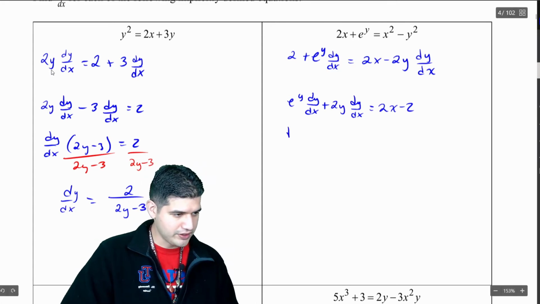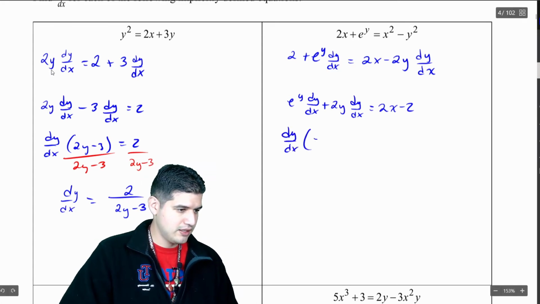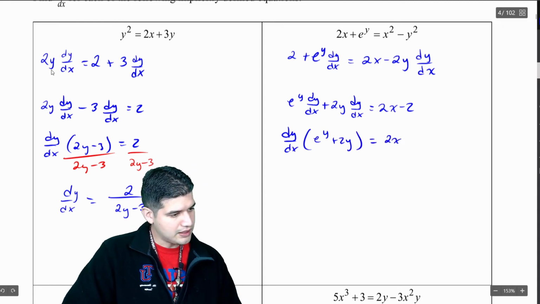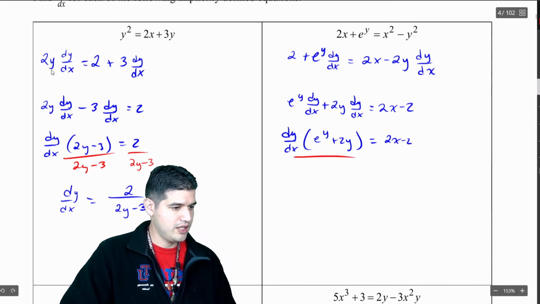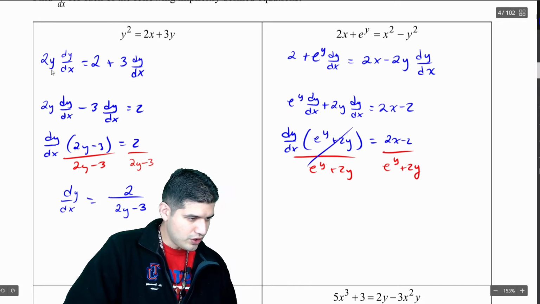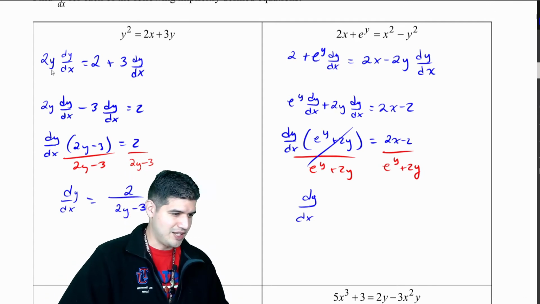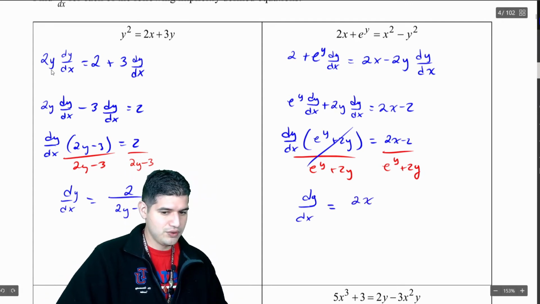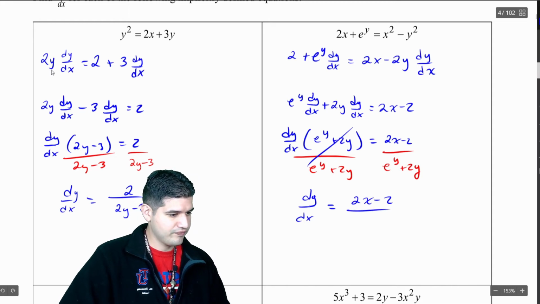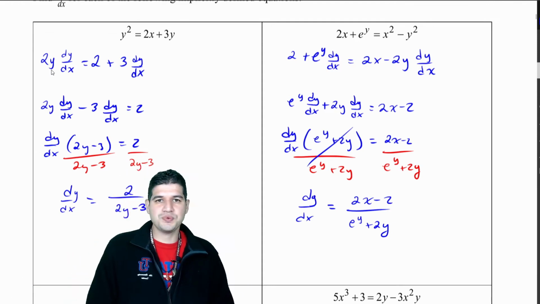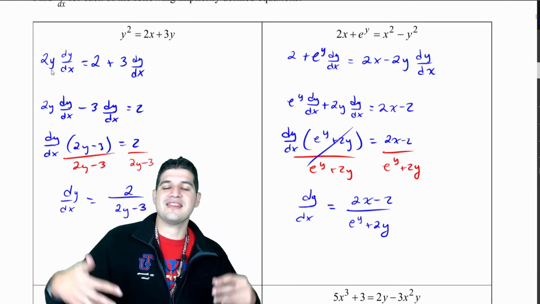Factor out the dy/dx, so dy/dx times (e to the y plus 2y) equals 2x minus 2. And then divide by e to the y plus 2y, e to the y plus 2y. Those divide out, and you're left with the dy/dx, exactly what should happen. That's what we're solving for. And we're going to have 2x minus 2 over e to the y plus 2y. That's our final answer.